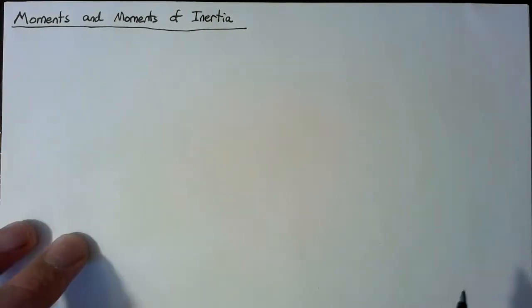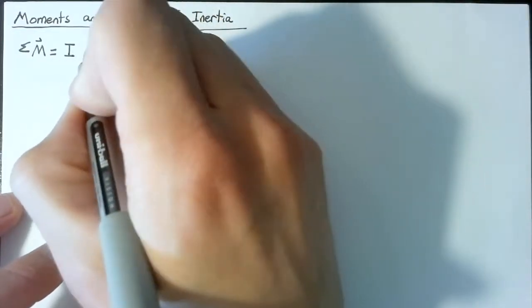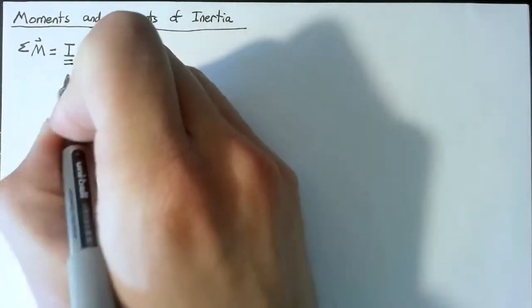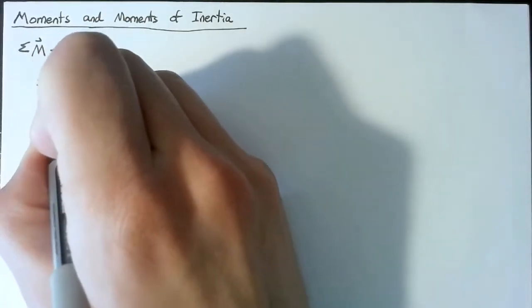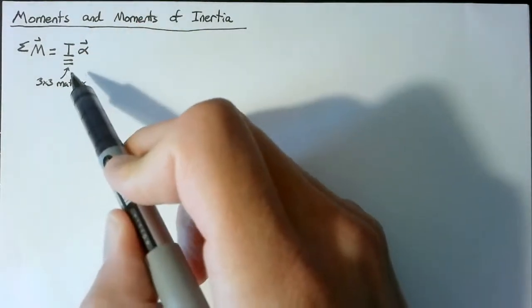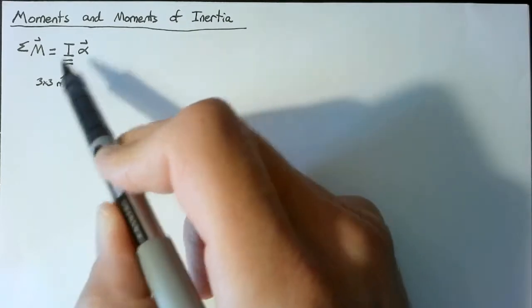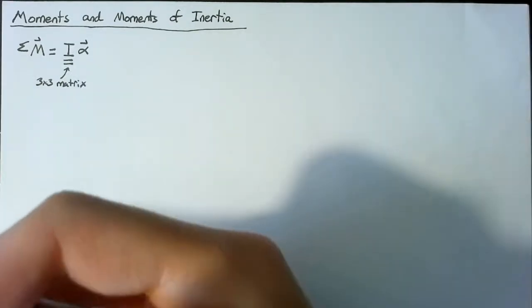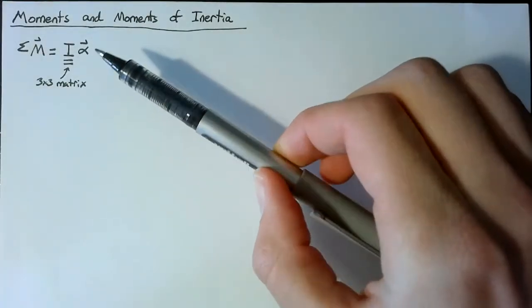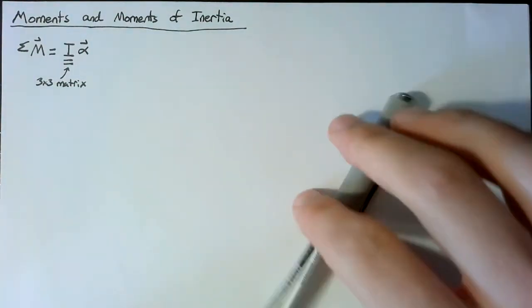Now, the key equation that we use for rigid body kinetics is that the sum of the moments is equal to the moment of inertia matrix multiplied by the angular acceleration vector. Now, the full 3D form of this is pretty tricky because we have this 3x3 matrix to deal with. And essentially what this means is that it's easier sometimes to spin things in one direction than it is another. For instance, if you have this pin right here, it's much easier to spin it about its axis than it is to spin it around.